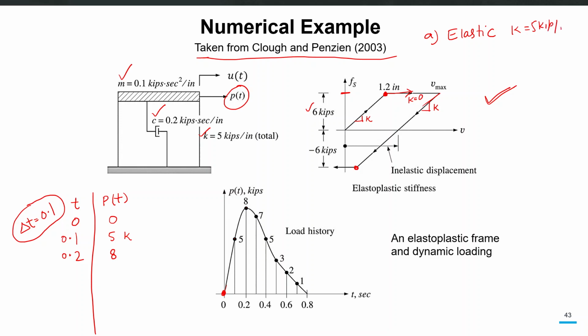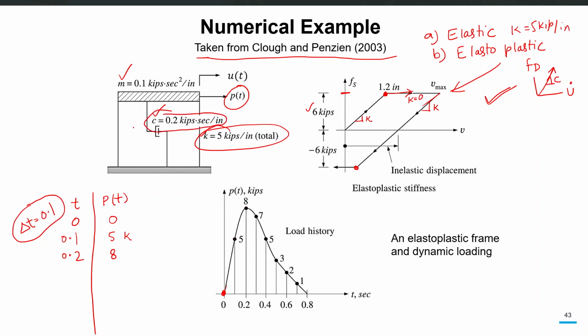So case 1 is to solve it for the elastic system where k is constant, which is 5 kip per inch. This is given here, 5 kip per inch. And then the second case is the elastoplastic case, which will be this one, where the structure follows this behavior, and the relationship between Fd and u dot is linear forever. So Fd and u dot is linear with a constant slope, which is c, and that c is given also here, 0.2 kips second per inch.